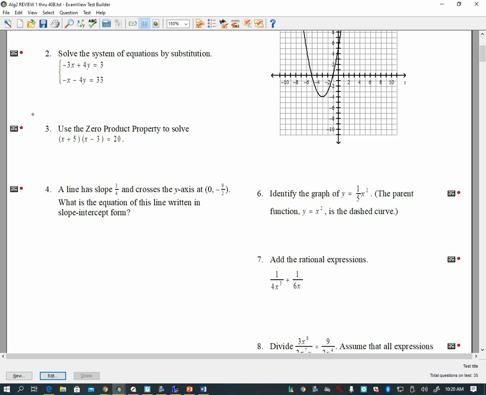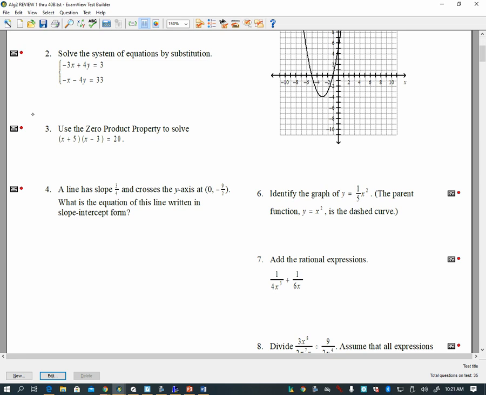You cannot solve this by saying x plus 5 equals 0, x minus 3 equals 0. Your answer is not negative 5 and 3. Do you know why it's not? Why can I not do those things? Because it doesn't equal 0 yet. Okay, so my first step is to do what? Can anybody tell me?